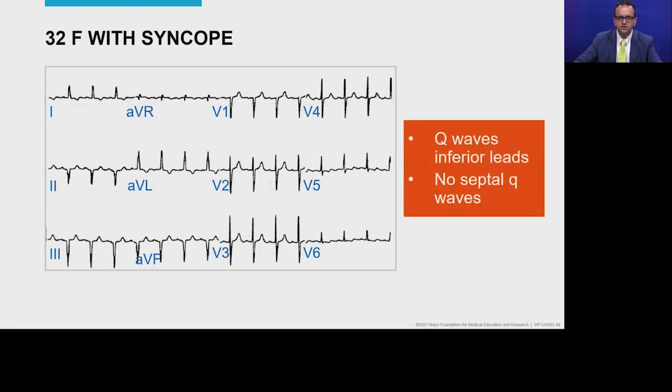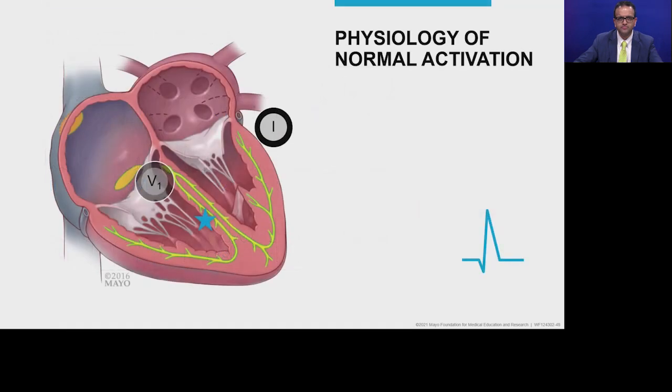So no septal Q waves and Q waves in the inferior leads, start to think that maybe the activation in the heart is different, and maybe the patient does not have left to right septal activation. Once that happens, we need to dig more in deep to see what might be going on.